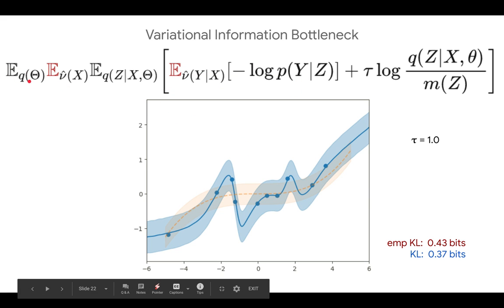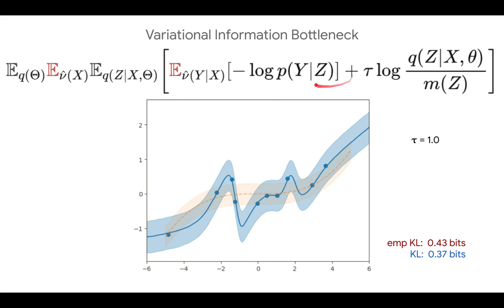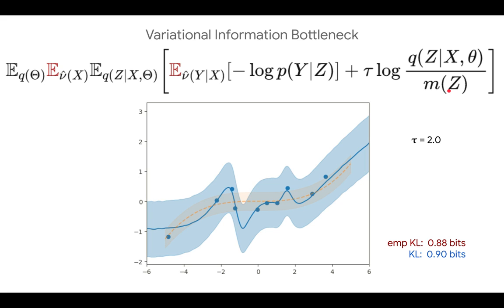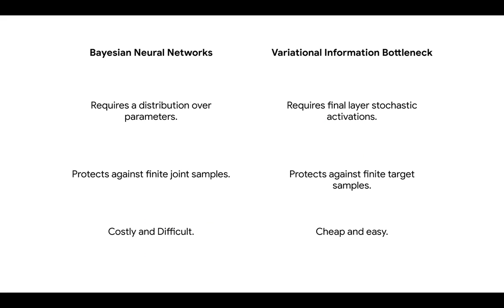Instead of requiring us to have an entire distribution over parameters, this only requires that we have a distribution over activations. It looks very different. It has temperature. That temperature can be important. It can control the amount of uncertainty. It can control these widths, something you might need to do cross-validation for.